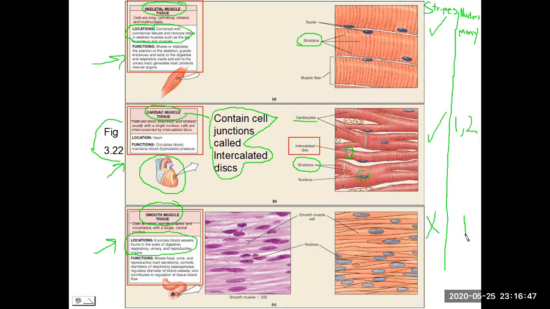Final trait for now about muscle tissue. In order to contract, all three types of muscle tissues rely on an energy source known as ATP. And that's the energy source that we're using to contract and for many other functions in the body. Well, it's a source of energy. So all muscle tissue has that in common.